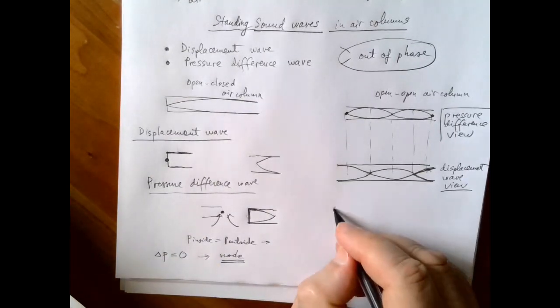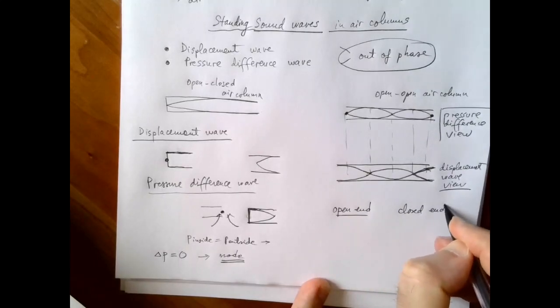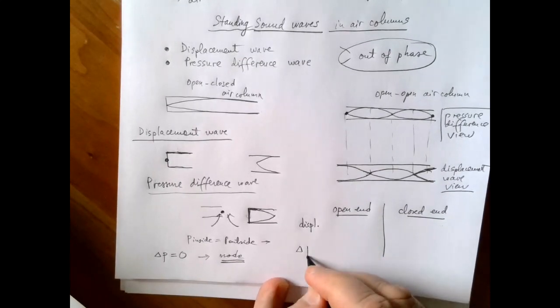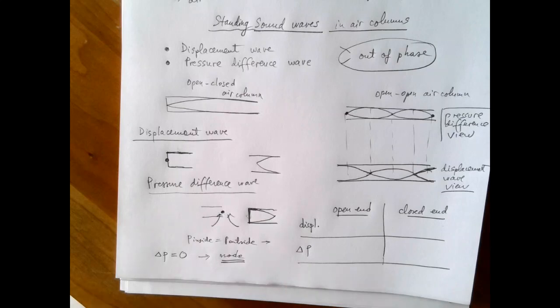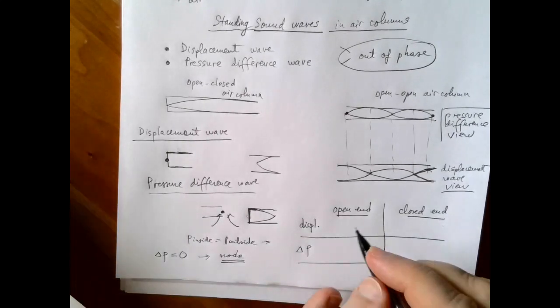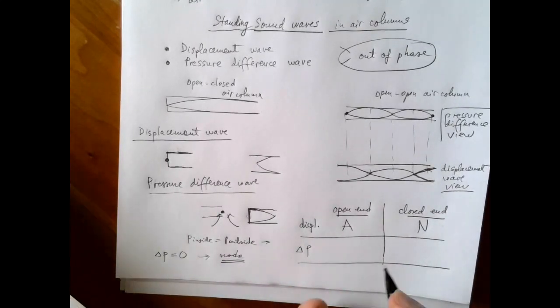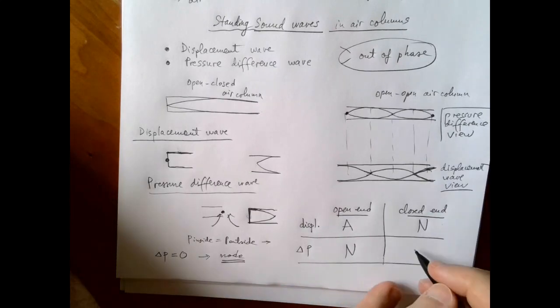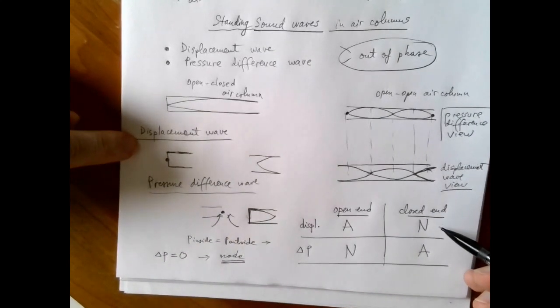that for an open end and a closed end, if I look at the displacement wave and if I look at the pressure difference wave, right? So for the displacement at an open end, I will have an antinode. At a closed end, I will have a node. While for the pressure difference wave, at the open end, I will have a node, and at the closed end, I will have an antinode.